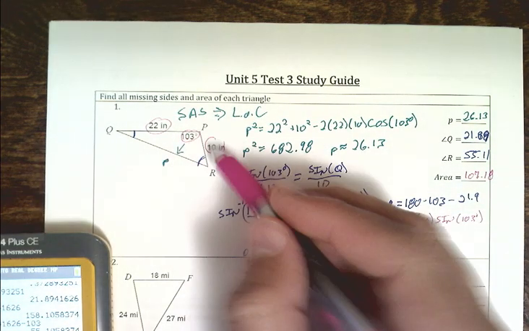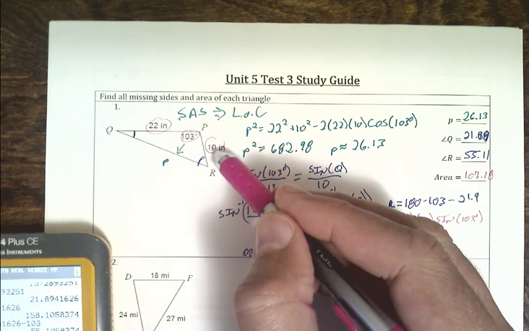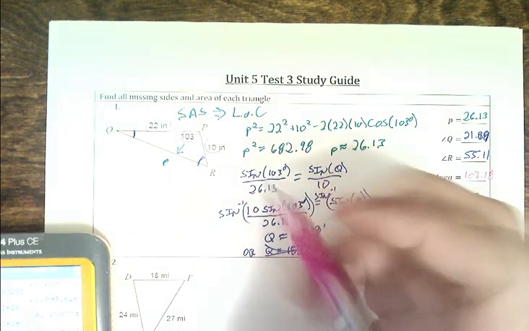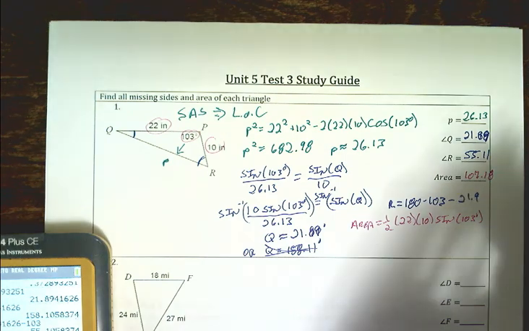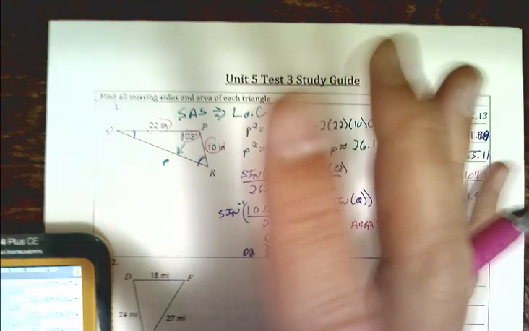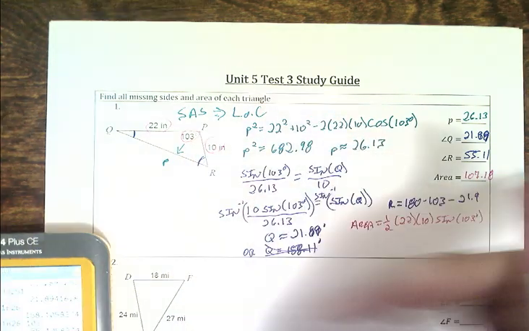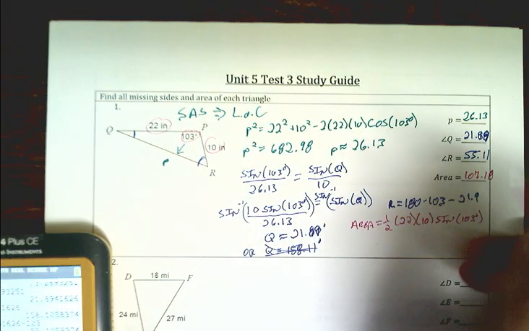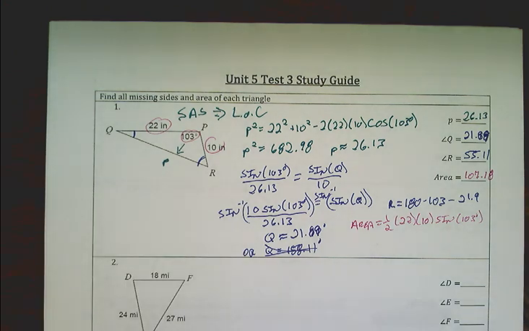We can also verify this. It's got to be around, so that's 22 times 10 is 220, half that's 110, and it's right around that because 103 is close-ish to 90, but not quite, so it should be a little less. That's a reasonable number. And we are done with that triangle.